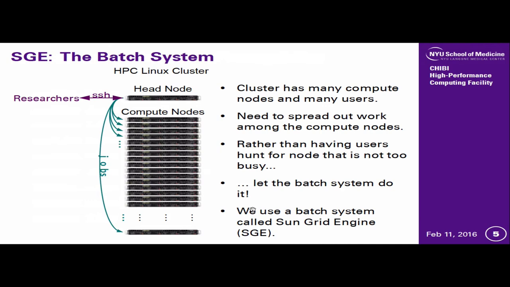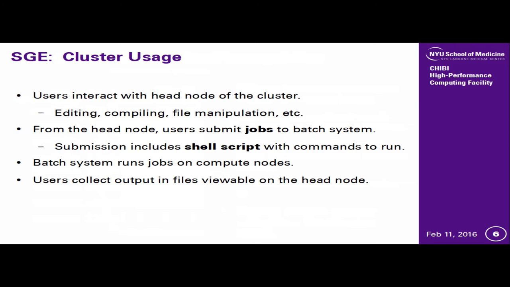Sun Grid Engine handles looking for a compute node that's not too busy right now and assigning your job to that compute node. It runs there behind the scenes. You can check on its status. You can even log out, log back in the next day, check on its status, and see its output. You can get its output from files. Basically this says what I just said.